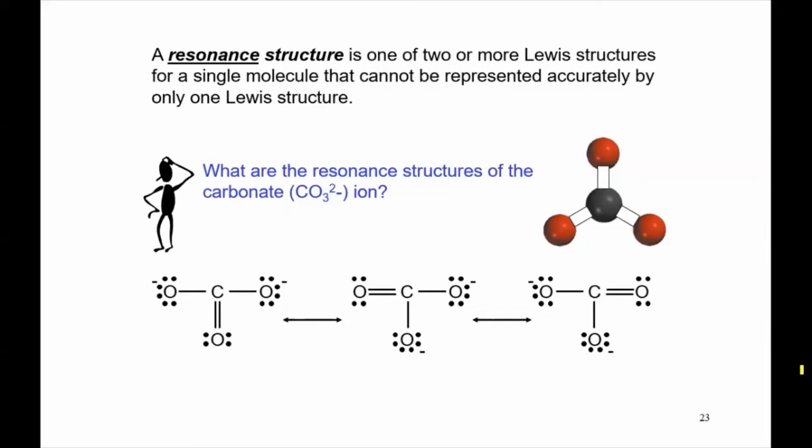Now, another question you might ask is, you put negative charges on the two oxygens of each representation here that are not double bonded. In other words, the ones that have single bonds all have a negative charge on them. How did you come up with that? Funny you should ask. Let's see where that came from by doing a different type of structure.